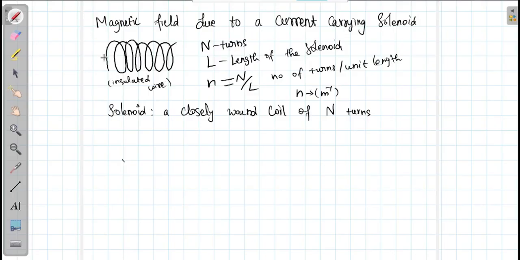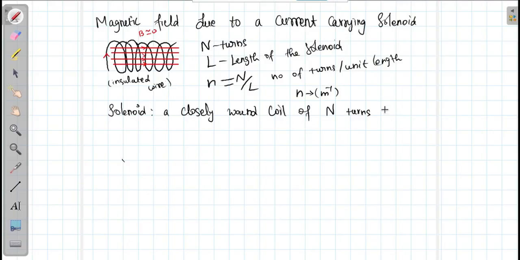The specialty is, as the current goes into the solenoid, it produces a magnetic field inside the solenoid as a straight line. The magnetic field due to a solenoid inside is uniform. It produces a uniform magnetic field, and outside the magnetic field is almost zero. So inside it is uniform, like a uniform magnetic field.